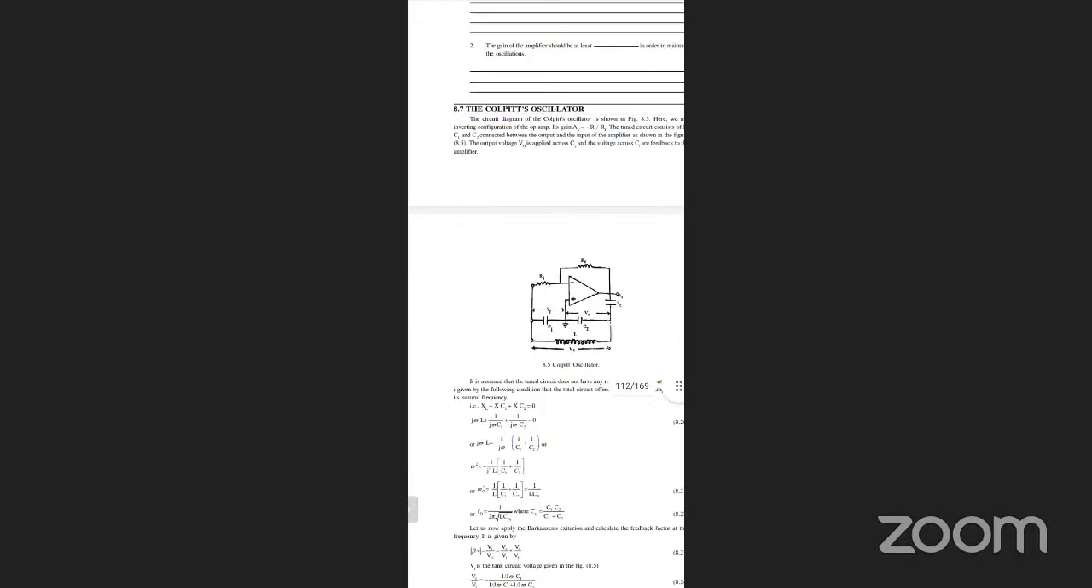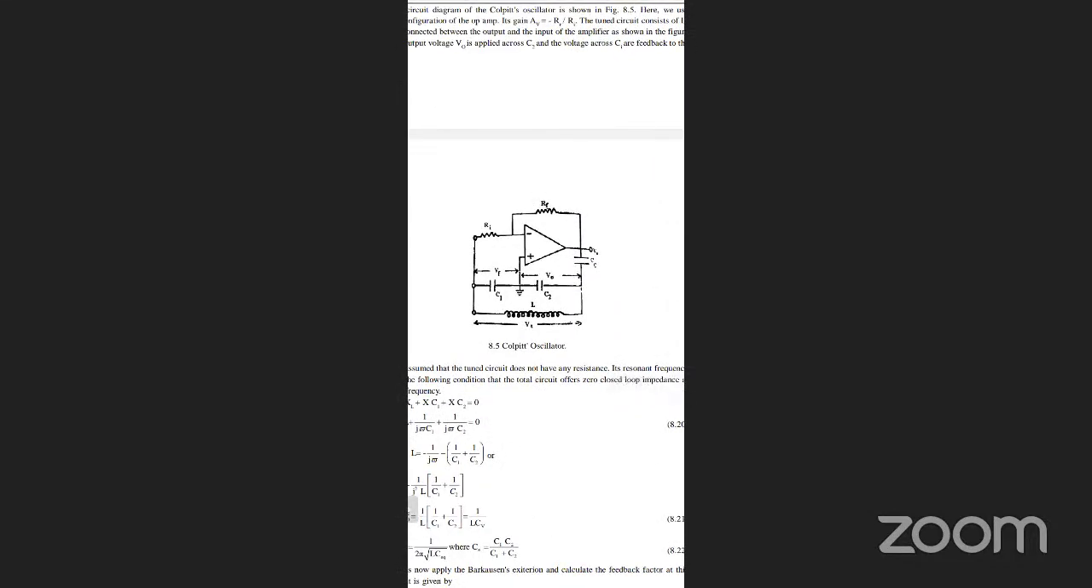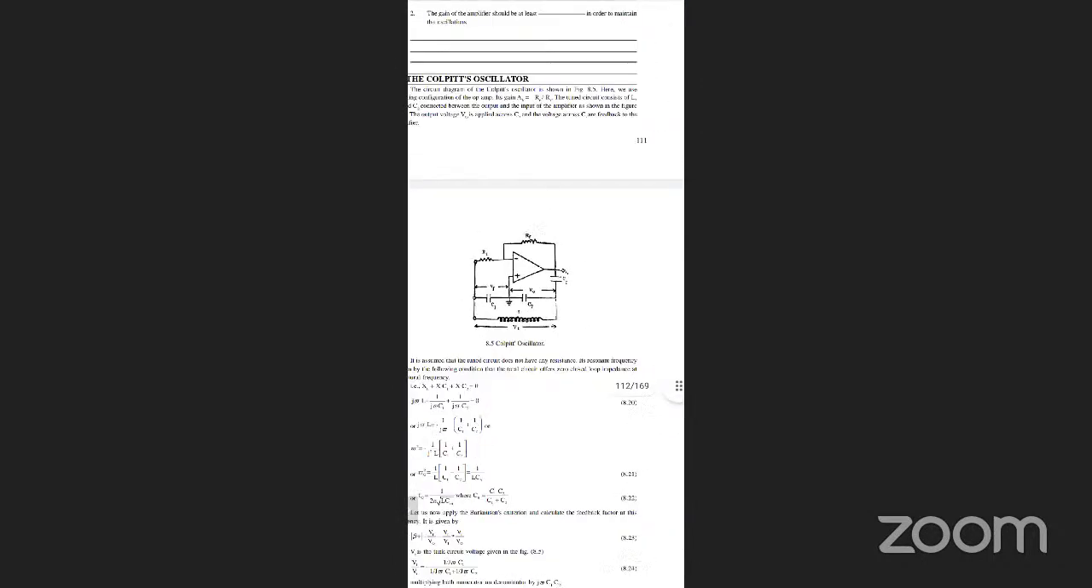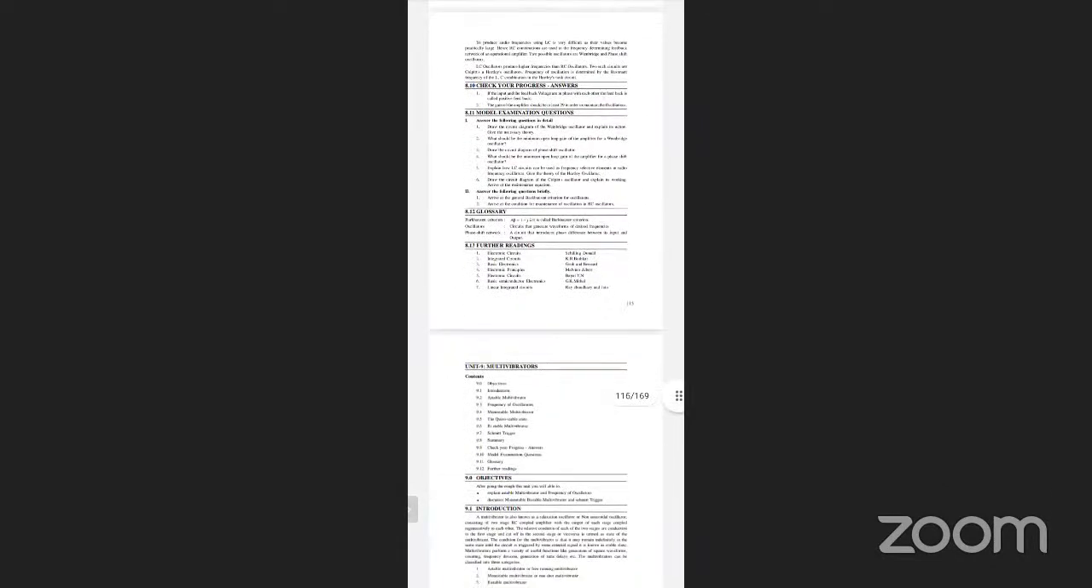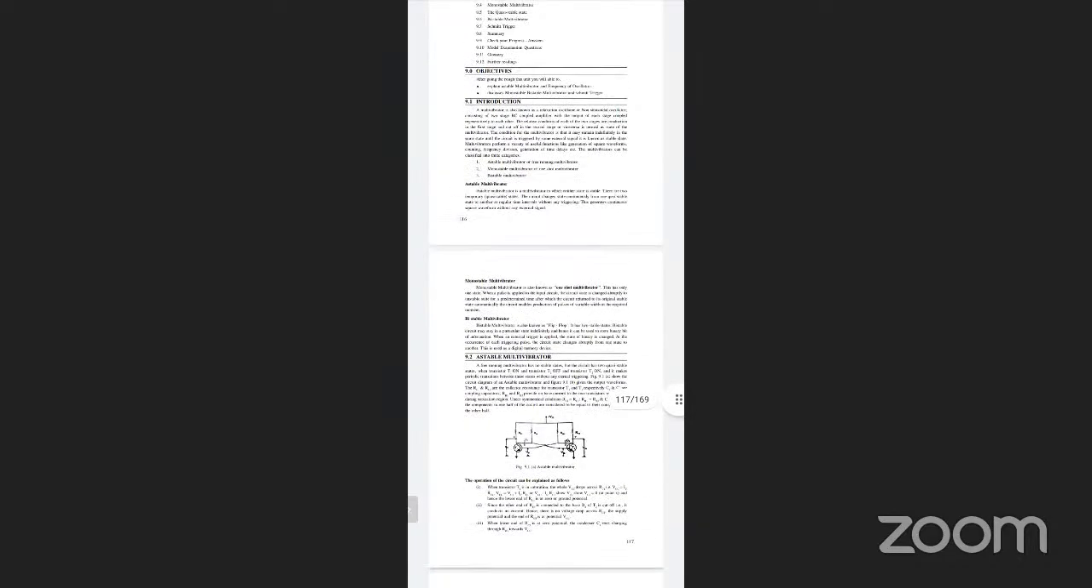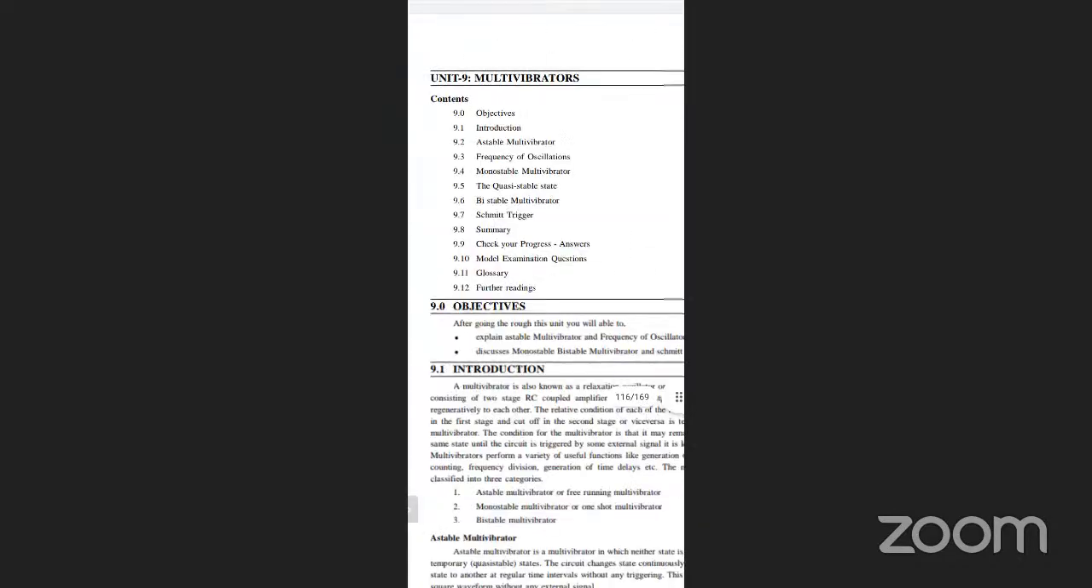In the Colpitts you can see capacitors and inductors. When you are using an inductor, you have to indirectly say that it is a radio frequency, which means higher frequencies. You need not hear those.